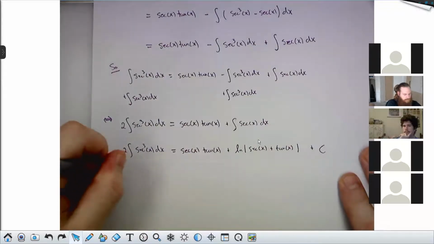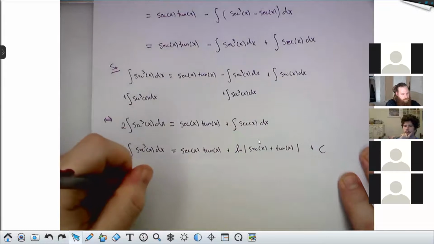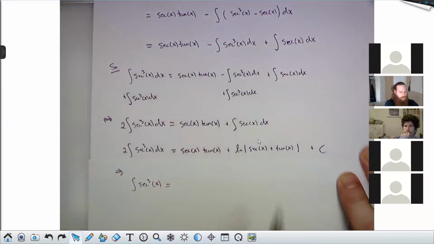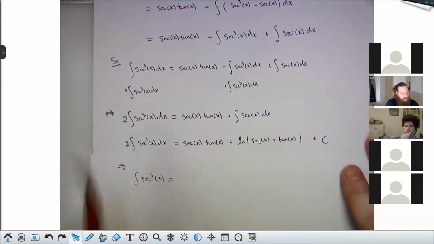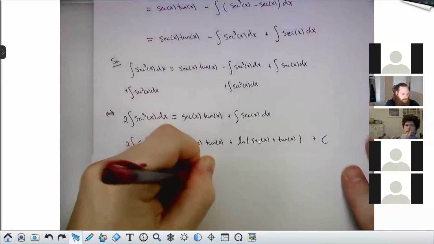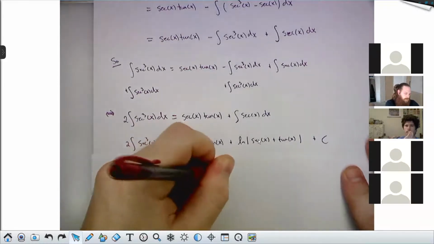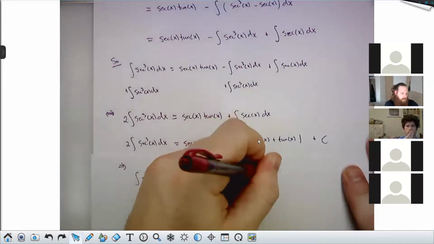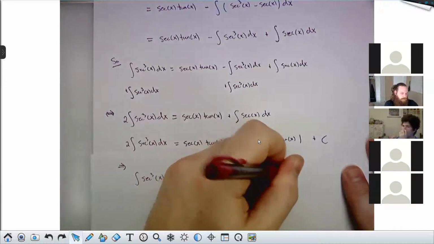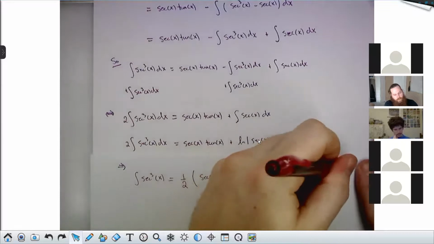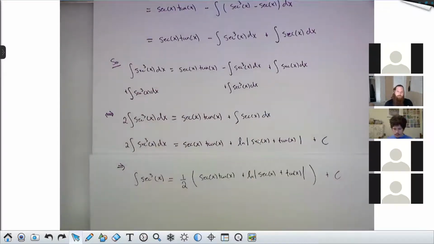So it follows from this that the integral of secant cubed x is equal to all this divided by 2. Now c divided by 2 is still c. It's an arbitrary constant. Dividing it by 2 doesn't change that. Some people write this as 1/2 secant x tangent x plus the natural log of the absolute value of secant x plus tangent x. Some people would write it as all that over 2, and then you've got your plus c. And that's the job done.